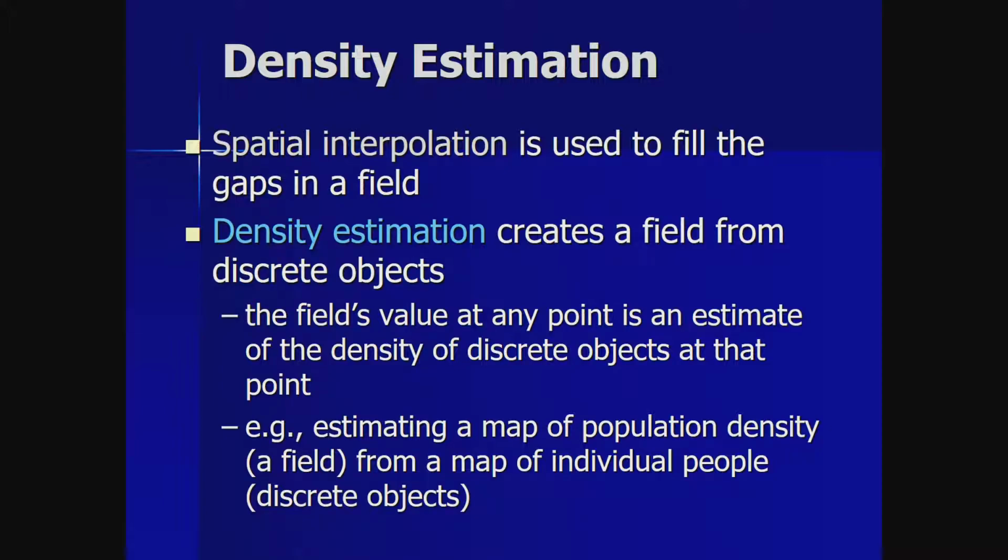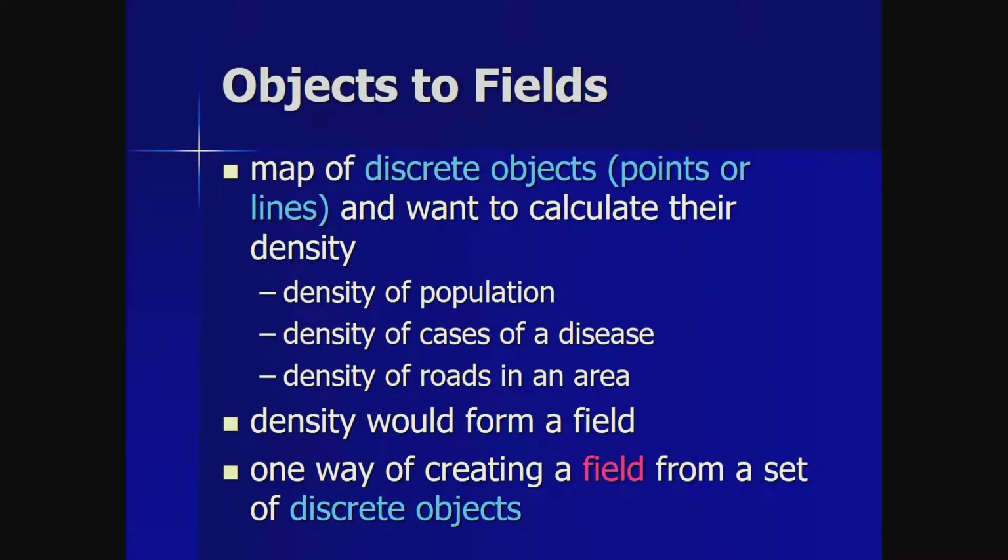So something like estimating a map of population density, individuals, those would be discrete objects. Even if we don't have those modeled as discrete objects, like if we had census information down to the house level, every house could be a dot, and we could have an attribute assigned for how many people lived in that house. And then we could plug it into the formulas that we'll talk about. So we can do it with points and lines, as I said.